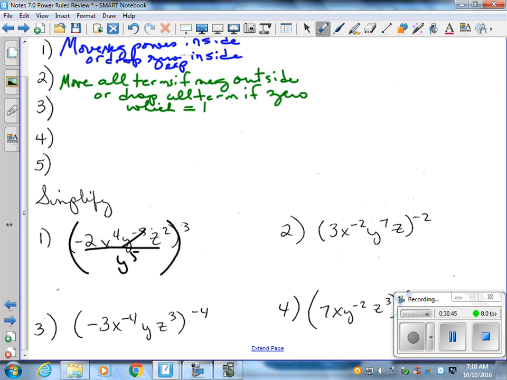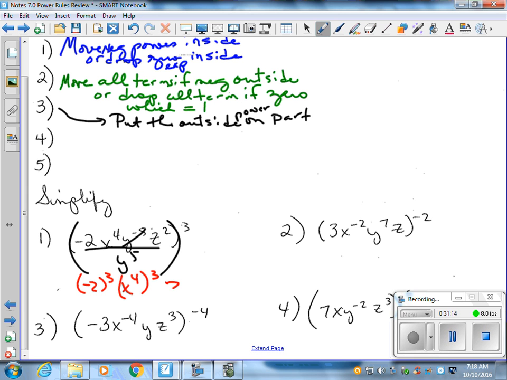So now for step 3, put the outside power on each part. And what that means is you're going to say negative 2 to the third power, x to the fourth to the third power, z to the second to the third power, and y to the fifth to the third power. So you're going to put it on each one individually.